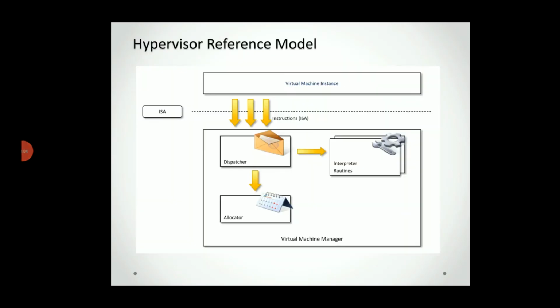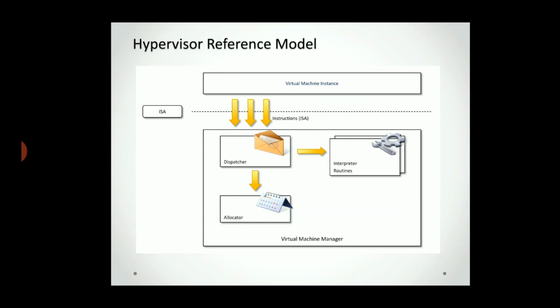Conceptually, a virtual machine manager is organized in three main modules: dispatcher, allocator, and interpreter. They coordinate their activity in order to emulate the underlying hardware. The dispatcher constitutes the entry point of the monitor and reroutes the instructions issued by the virtual machine instance to one of the two other modules.